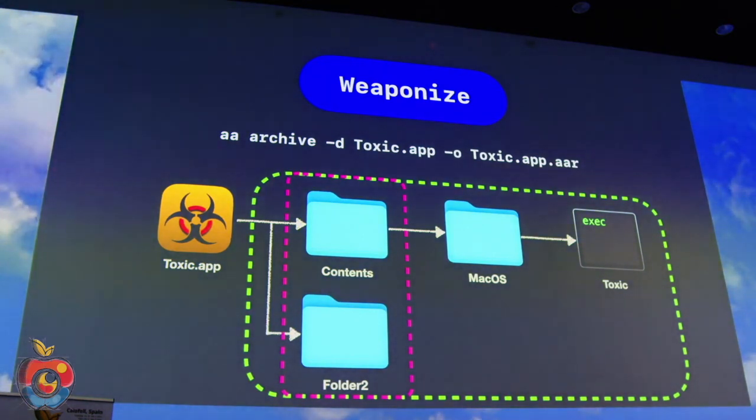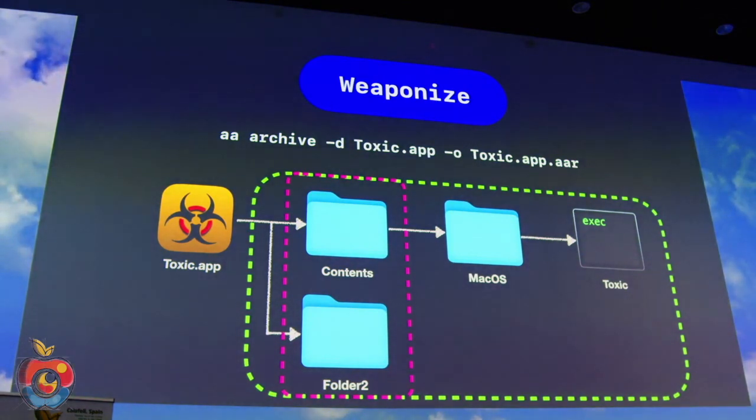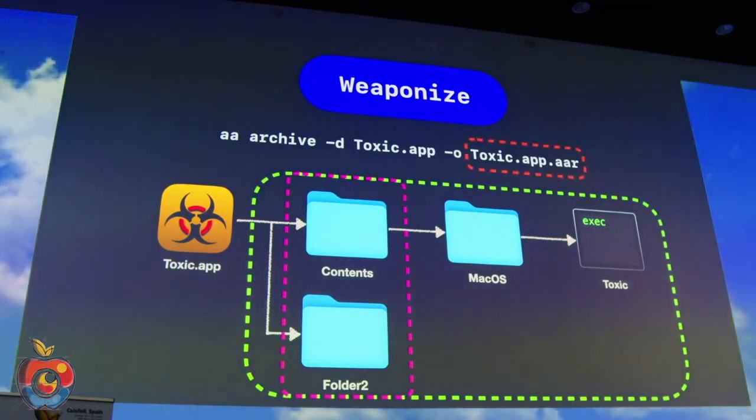So using the AA utility, this is already accomplished for us, and so it does not include the target folder in the archive. And finally, we can simply name our archive toxic.app.aar so that when extracted, we have a non-quarantine folder named toxic.app.